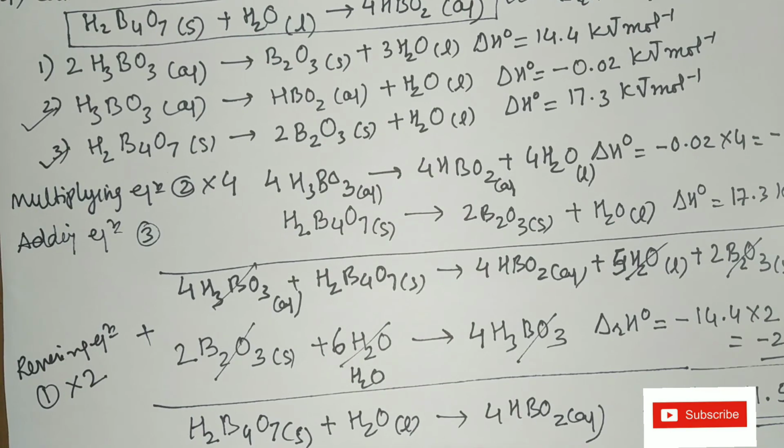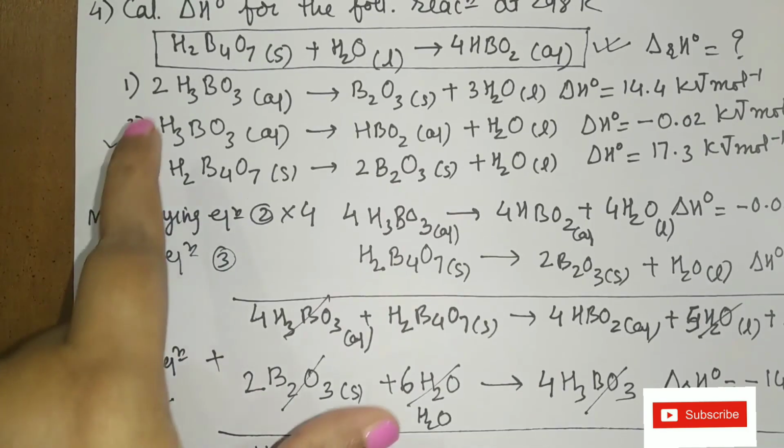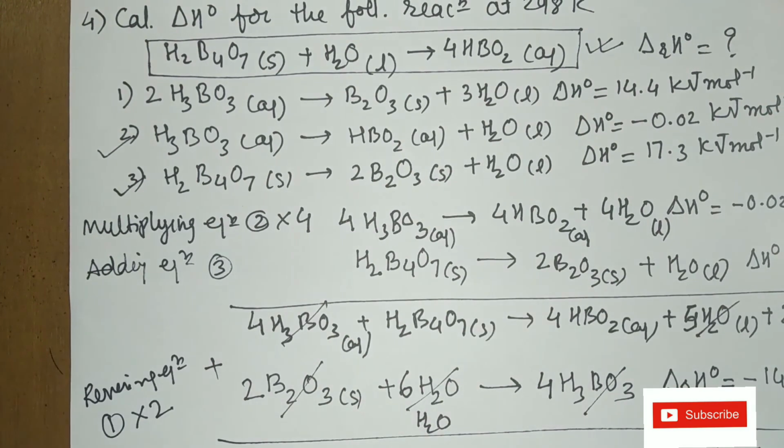I hope you have understood how to solve the problems which are based on Hess law. The first and very important thing is you have to use all the given equations which are in the given data. Second important thing is if you want any entity which is on the reactant side, but it appears on the product side, simply reverse the reaction and reverse the sign of the enthalpy change also, and you can multiply or divide by any coefficient in order to reach the final given equation.